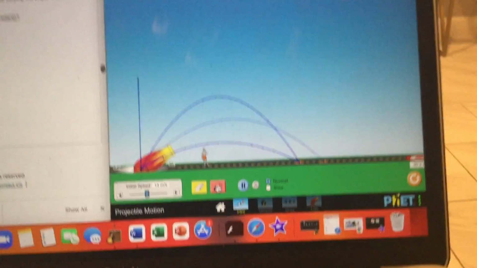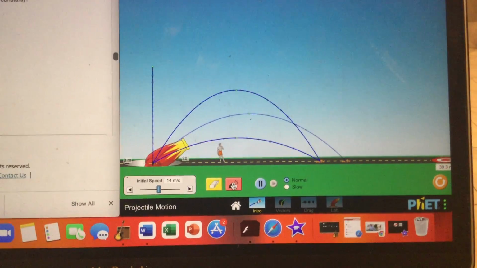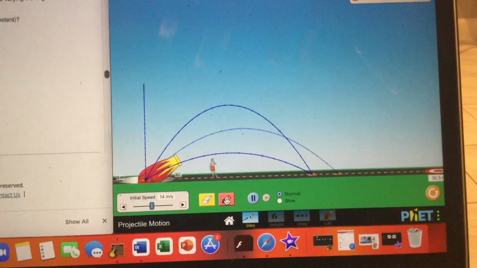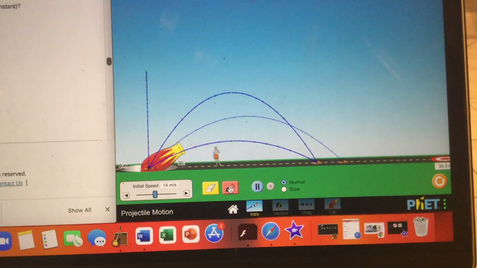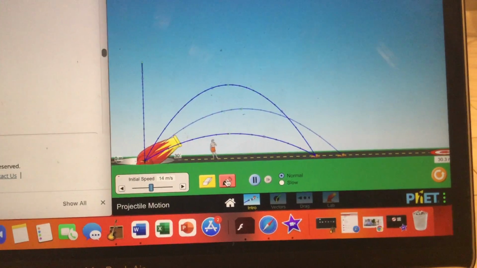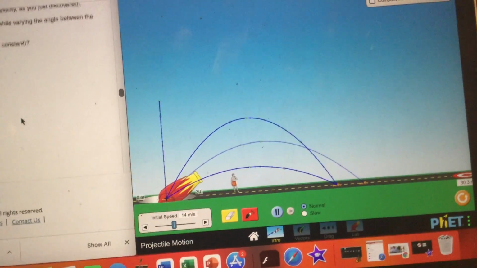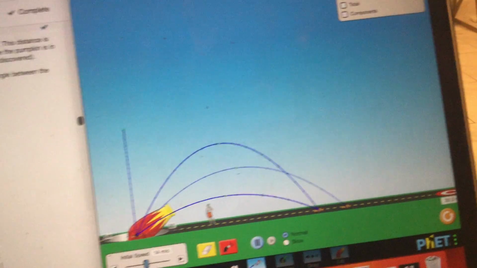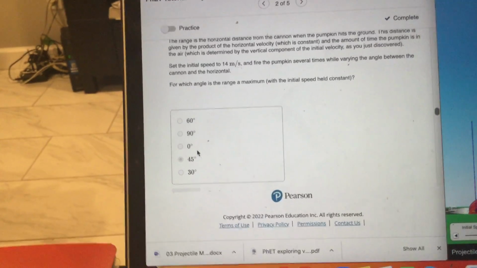Okay, so we found that 45 degrees has the highest range, and we can determine that by a lot of factors, as the range has the greatest amount of time in the air and horizontal velocity, which will give it a bigger range. So we found that 45 degrees has the highest range.